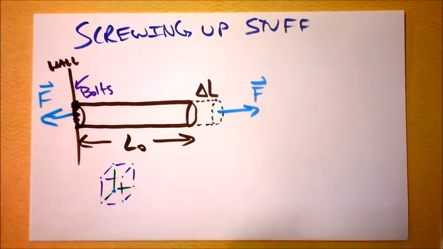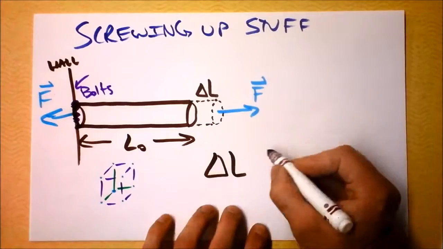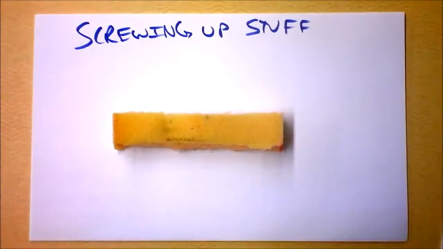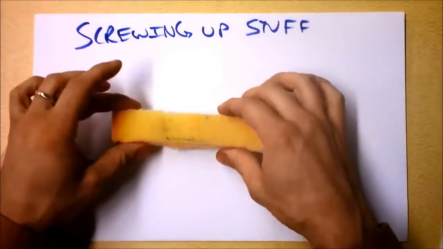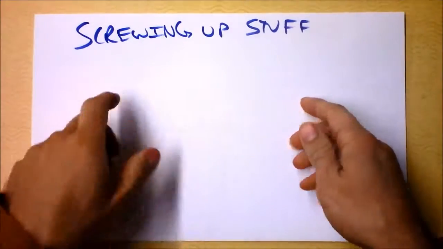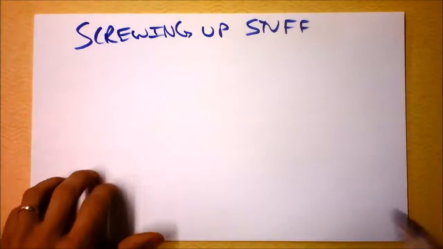This delta L right here, let's go brown. Delta L, well, it's going to be proportional to some stuff, right? And delta L is probably going to be elastic regime and into the plastic regime where it will be permanently damaged. But I'm not going to let that happen because I want to predictably screw up stuff and reversibly screw up stuff. So here we go to our first bit of screwing up stuff.